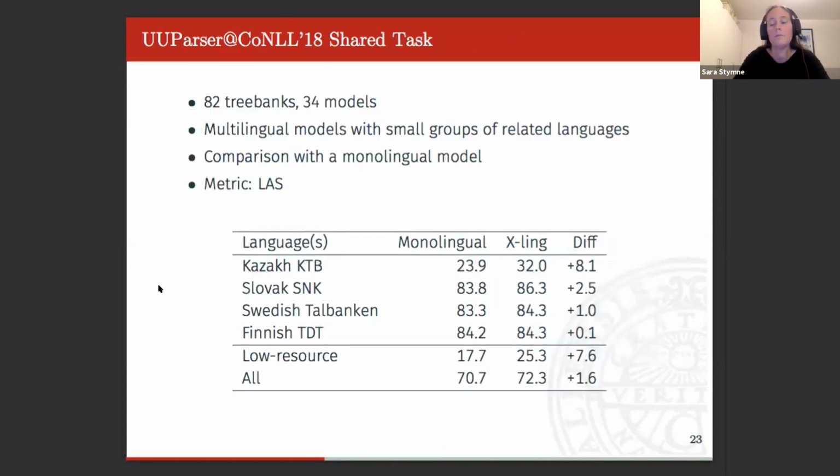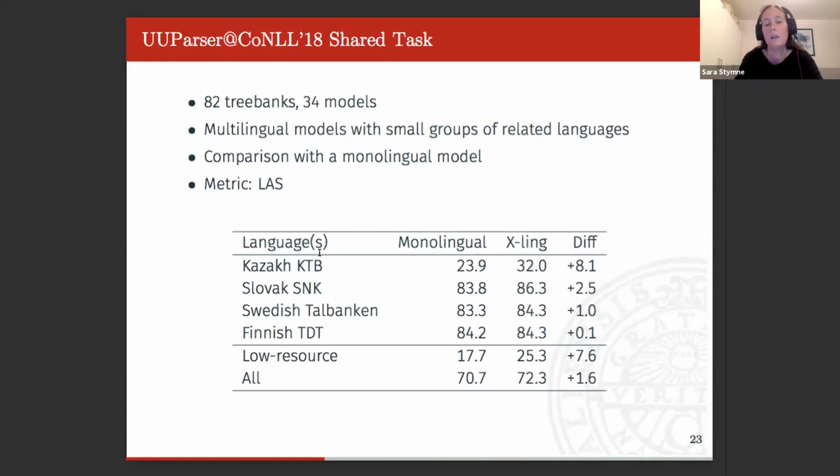So here's just an example of the type of results we can get with this model. This is our CoNLL 18 shared task. Here we also used external embeddings and also POS tag embeddings, which I didn't have in the image. For the 82 treebanks that we had for this shared task, we used 34 models. This was mainly by grouping related languages, and in a few cases also other languages, and also training monolingual models in some cases. And then we compare this to using a monolingual model.